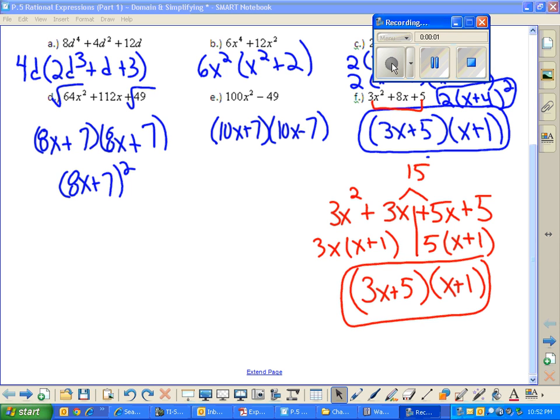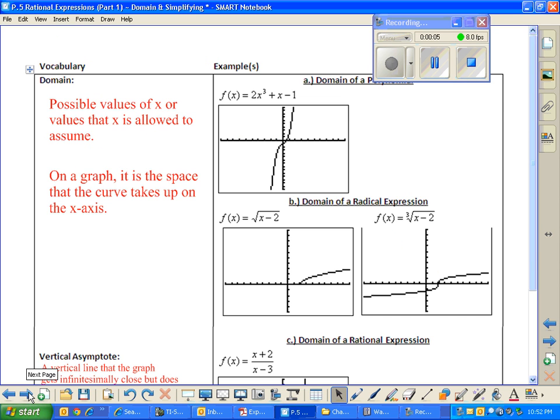Eddie said it. What'd you say? It is x. Very good. By definition, you could look at domain in a couple of different ways. Official textbook definition: possible values of, Eddie said it, x. Possible values of x. Or you could say that they are values that x can assume.